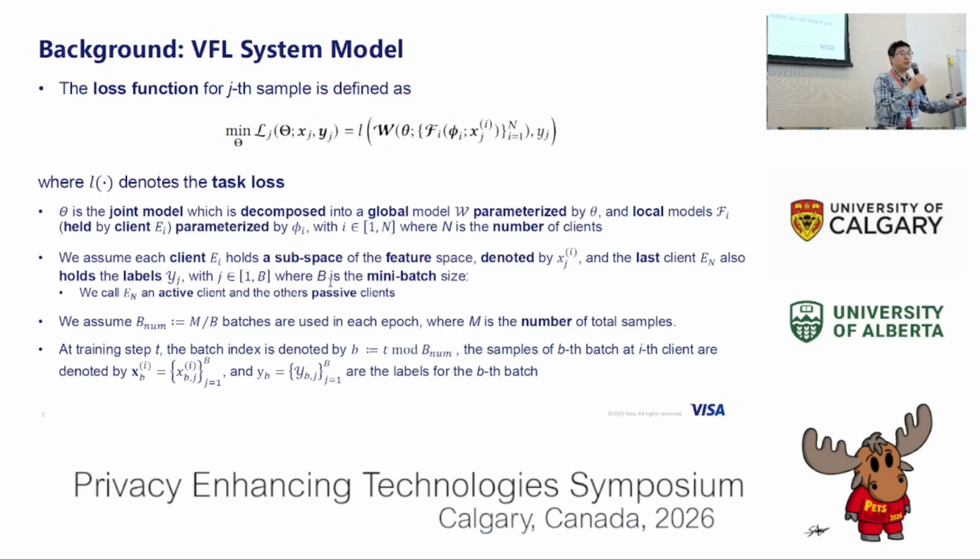In VFL, we assume that each client holds a subspace of features, denoted by X_i. And normally we assume there is one client that also holds the label. We call the client which has both the features and the label the active client, and those who only hold the features we call passive clients.